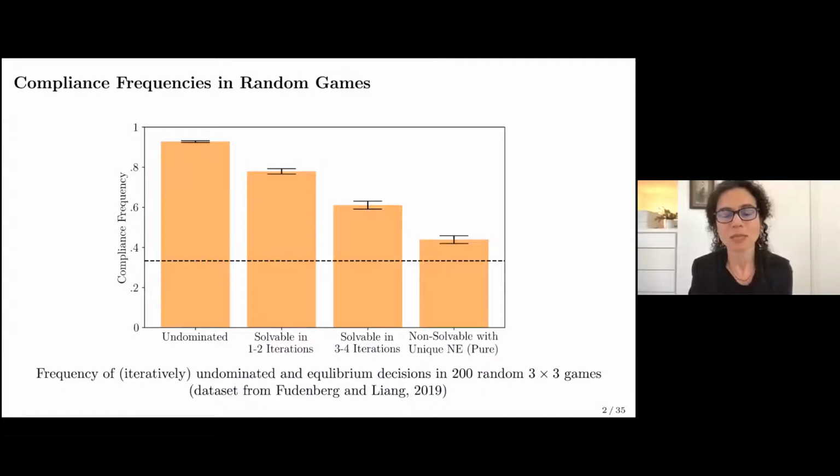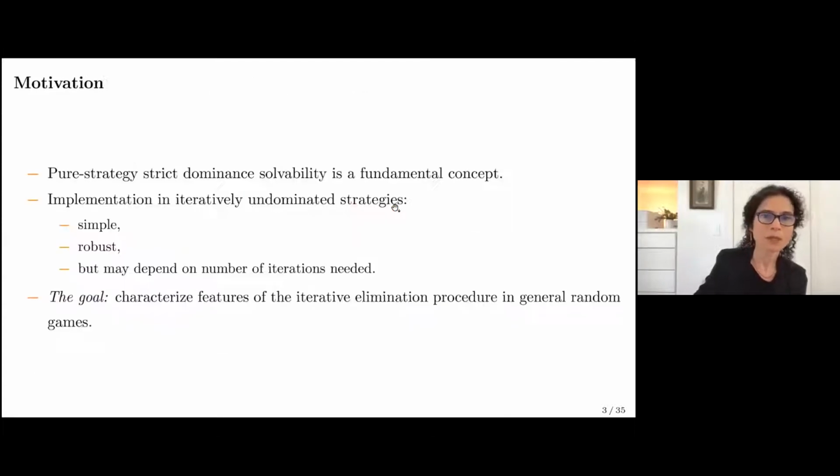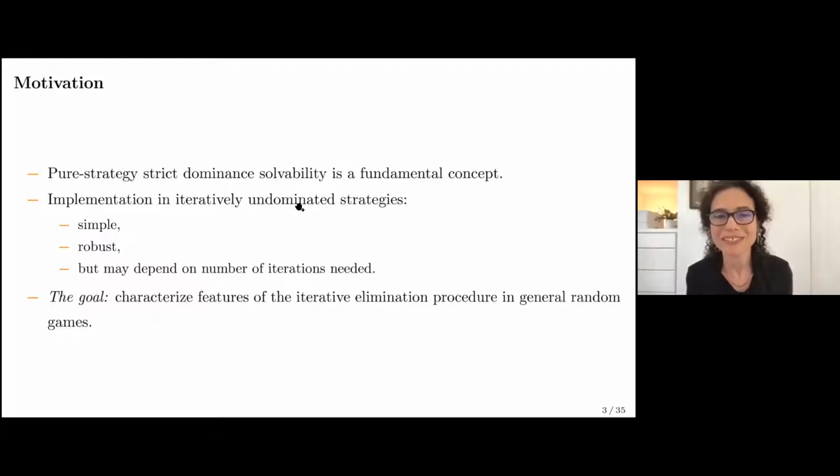which is in line with our love for games that are solvable and dominant strategies. However, as we look at games here in these middle columns that are solvable and involve for a player either 1 or 2 iterations or 3 to 4 iterations, the more iterations a player needs to go through, the lower the likelihoods, both in terms of magnitude, but also significance, that they actually play equilibrium. So overall, our goal in this project is to characterize features of this iterative elimination procedure in general random games. So that's what I'll try to show you.